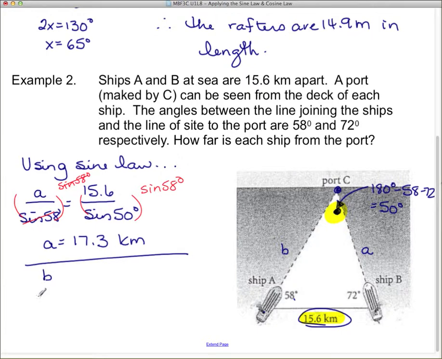Now I'm going to do that again with side B. So I'm going to set it up, and then I'm just going to give you the answer here. B over sine 72 equals, and we're going to use that whole ratio again, which is 15.6 over sine 50.